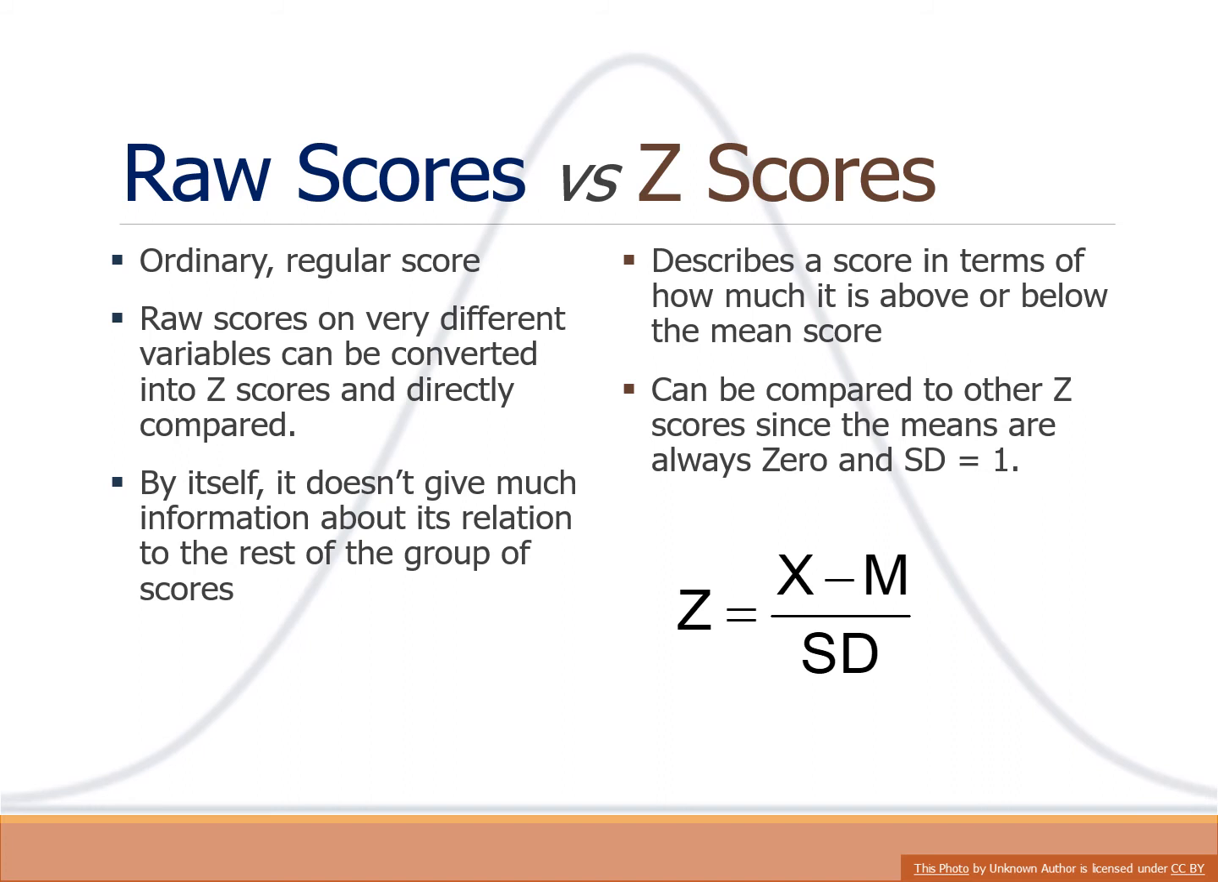So let me show you how you do that. A z-score is right here. This is our formula for the z-score. So it's your score minus the mean divided by your standard deviation. And that's why we had to calculate your standard deviation.